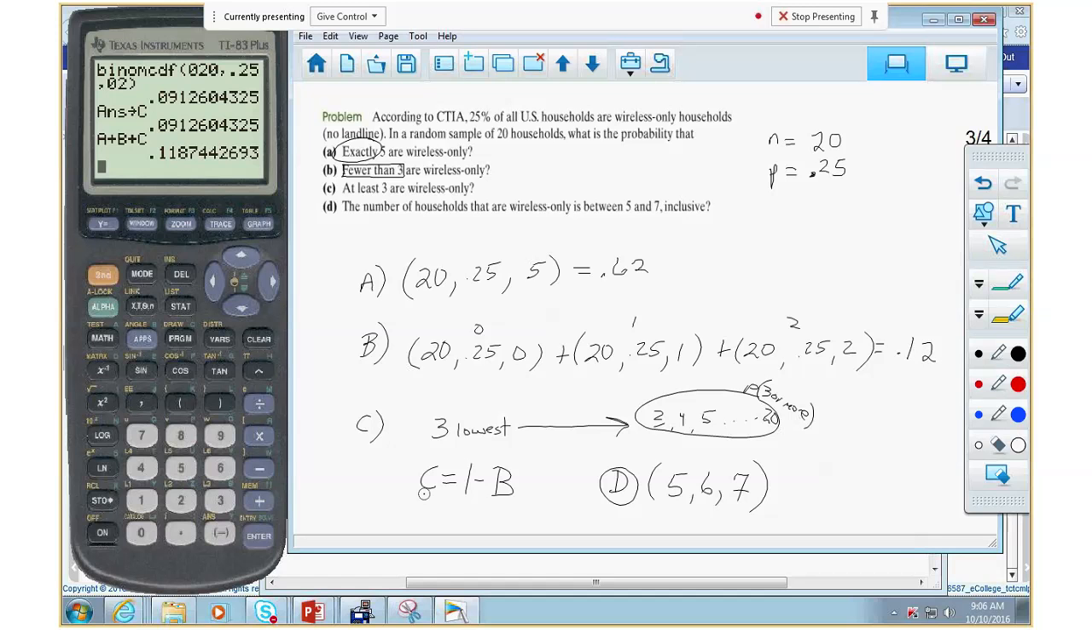Now, C is equal to 1 minus 0.12, which is equal to 0.88.